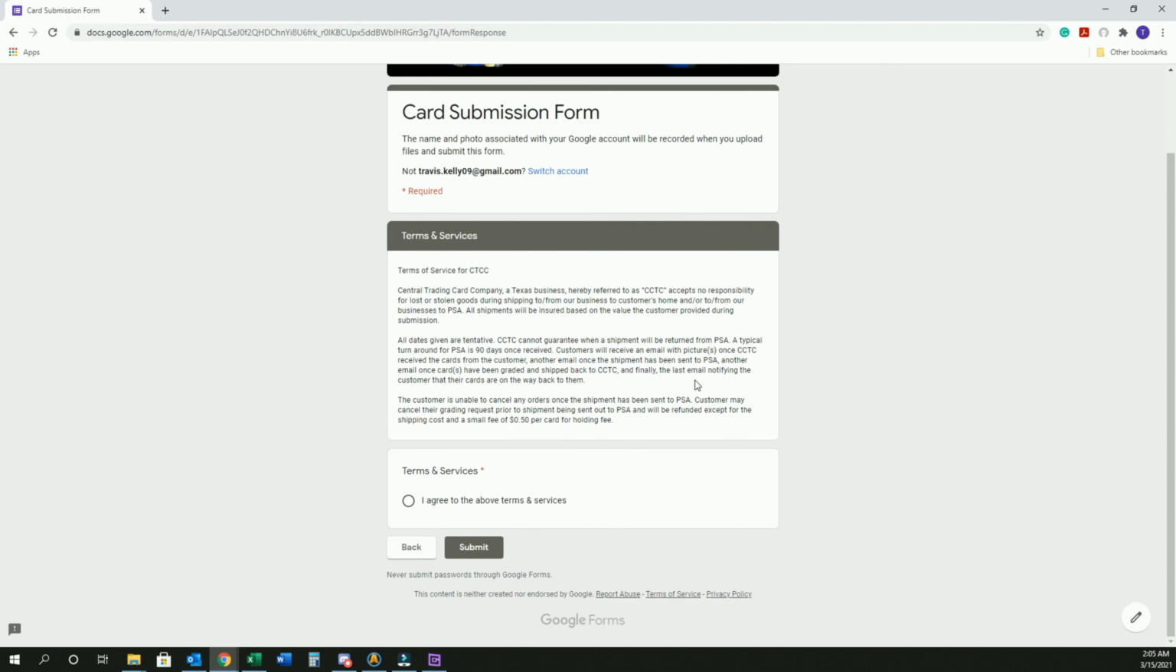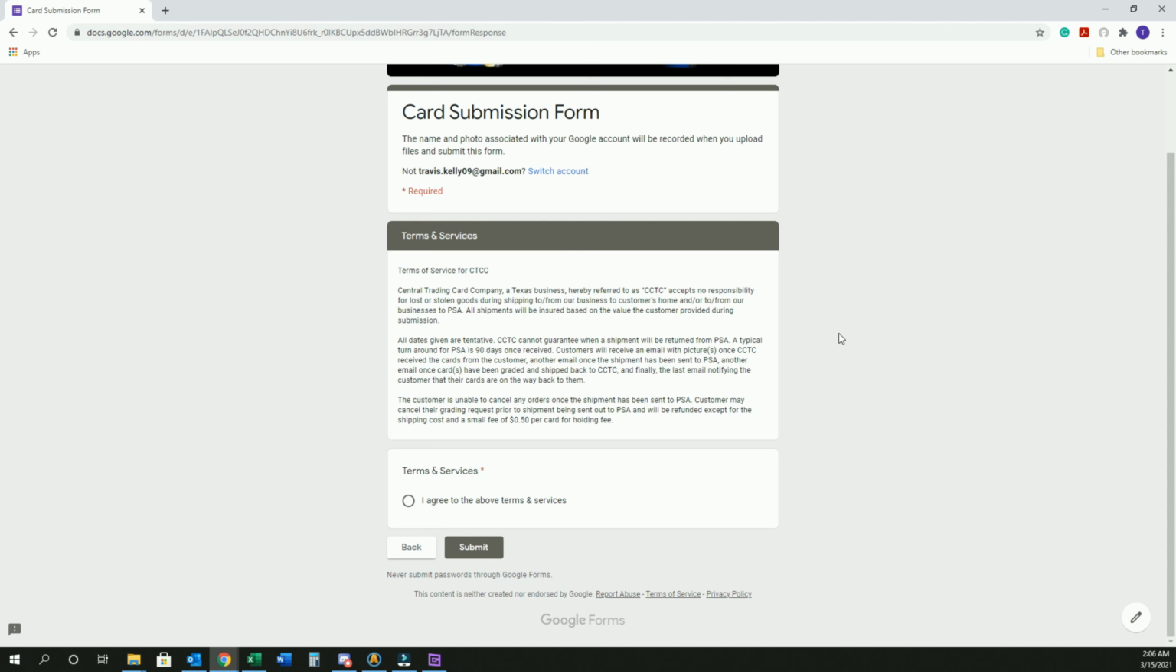And then this final one is just terms and services, nothing too crazy here, just basically saying that we're not responsible for if anything gets lost at PSA, blah blah blah, but everything will be insured. This is mailing to PSA or whichever service you guys are using will be 100% insured through the postal service that we use. Same thing will get returned back to us and returned from us back to you guys.